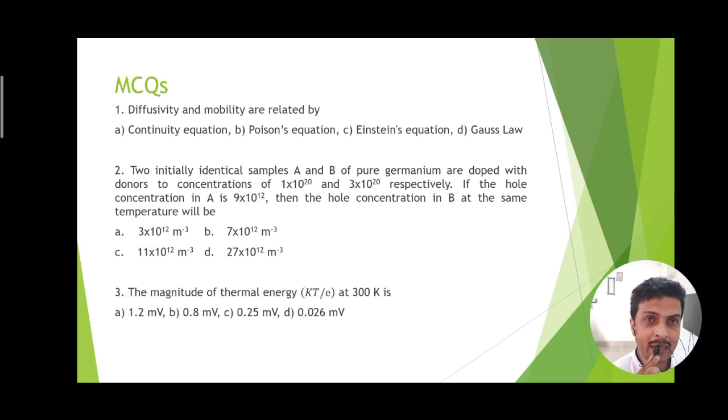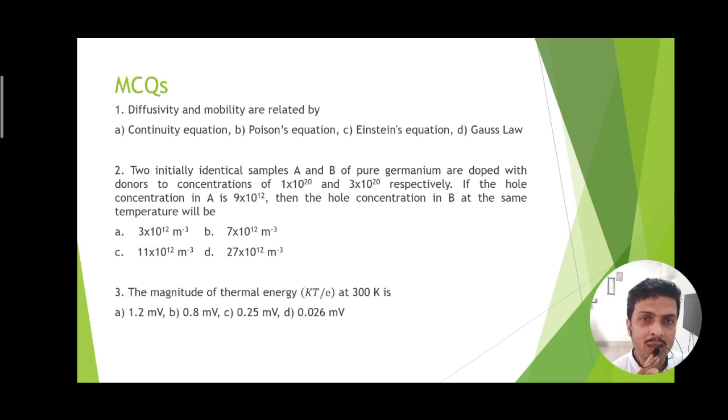And if we equate the left hand side for both the cases, we will see that n suffix n, meaning the electron concentration, is equal to the donor concentration, which is given for both types of semiconductor. Now here Pn, that means the hole concentration, the minority carrier concentration in the n-type semiconductor for A, is 9 into 10 to the power 12 because it is already given. But for B it is not given. So from this equation we can find out the minority carrier concentration in B, that means the hole concentration in B, which is easily calculable.